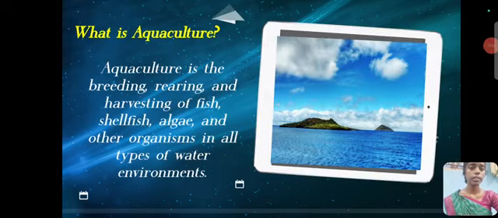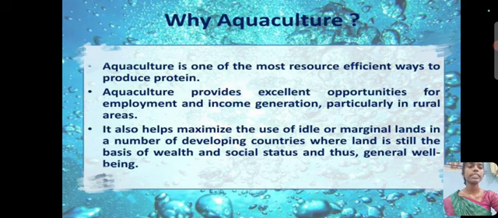Aquaculture is the breeding, rearing and harvesting of fish, shellfish, algae and other organisms in all types of water environment. It involves cultivating saltwater, brackish water and freshwater populations in controlled or natural conditions. Particular kinds of aquaculture are fish farming, shrimp farming, oyster farming, mariculture, algae culture, pisciculture and production of ornamental fish. Why is aquaculture needed?